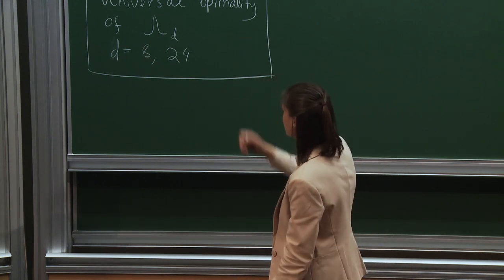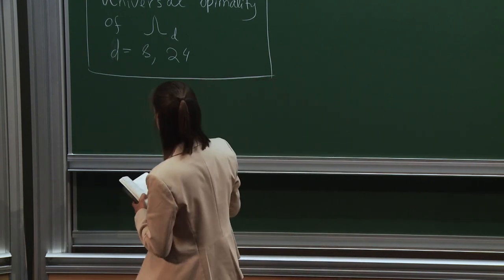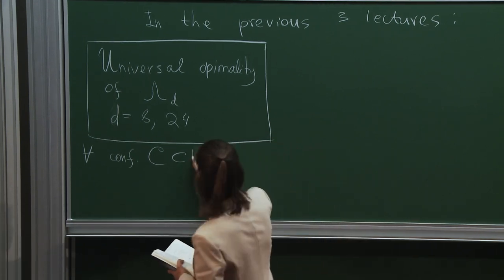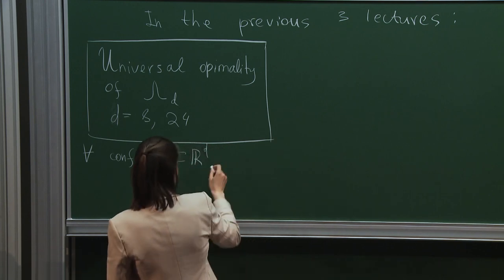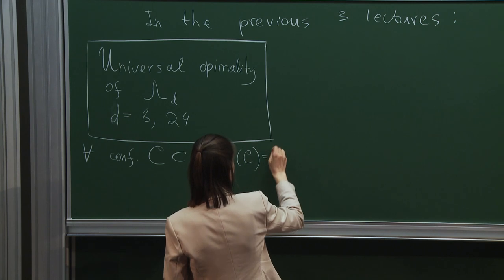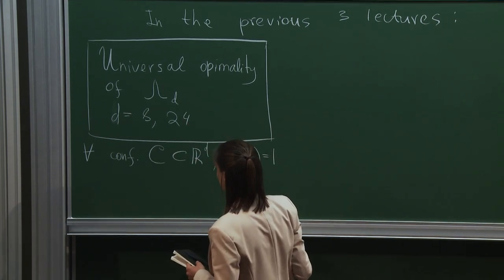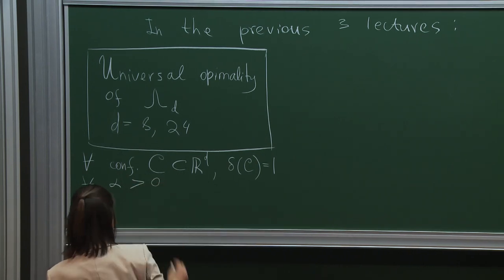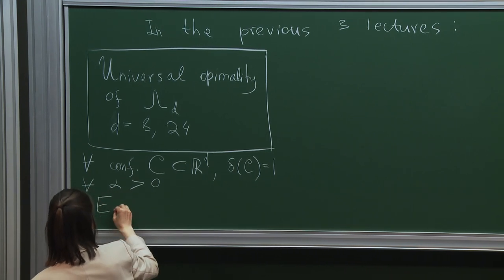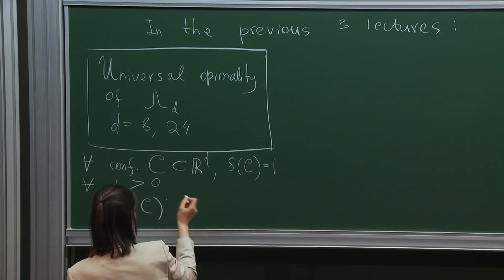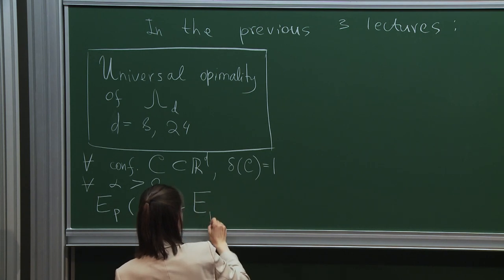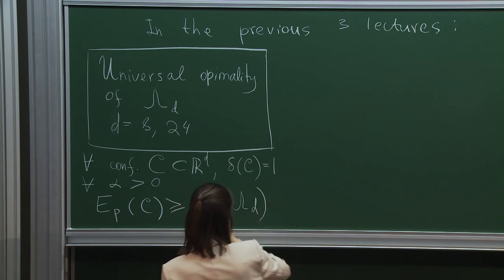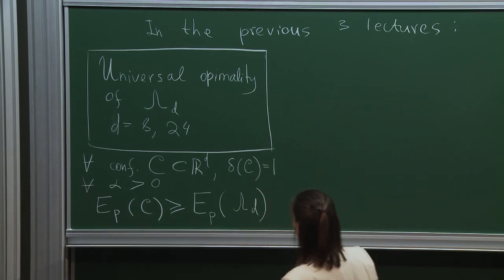And so just briefly to recall what it means, what is universal optimality? It means that for each configuration of points C inside a d-dimensional Euclidean space, such that the density of this configuration is 1, which is the same as the density of Leech lattice and E8 lattice, and for each positive constant alpha, what we require is that the Gaussian energy of the configuration C will always be bounded from below by the energy of our lattice, either E8 lattice in dimension 8 or Leech lattice in dimension 24.